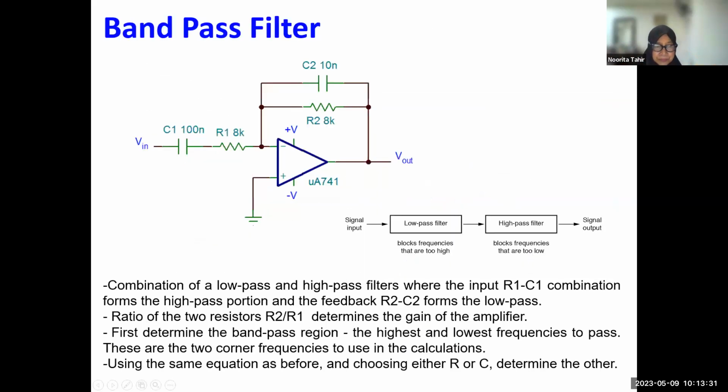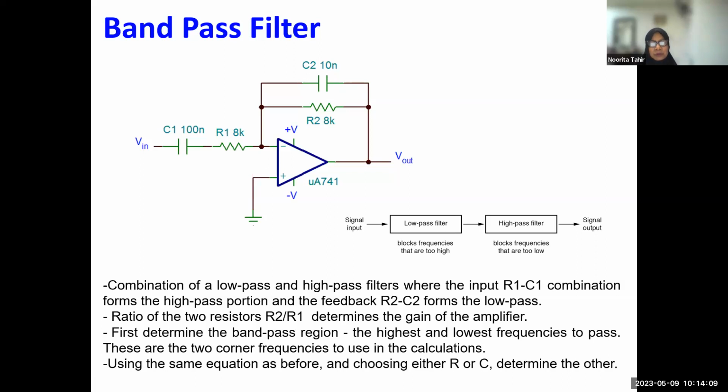So the circuit will be the combination of a low pass and a high pass circuit, where the R1 C1 combination forms the high pass portion, and the feedback R2 C2 performs the low pass portion. The ratio of R2 over R1 normally is similar, and that actually determines the voltage gain of the amplifier.